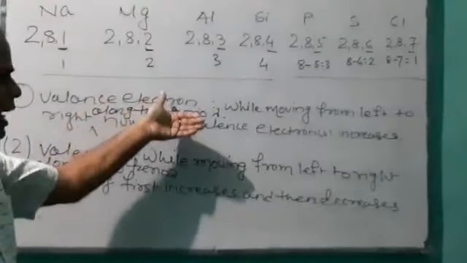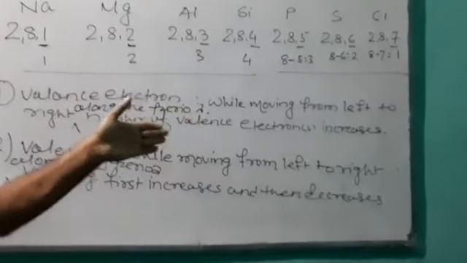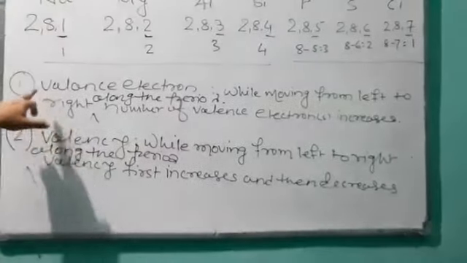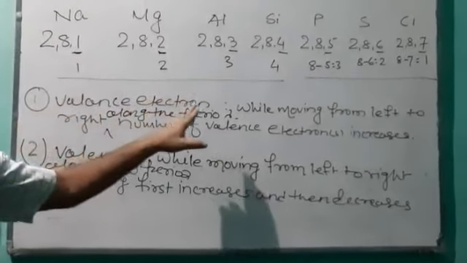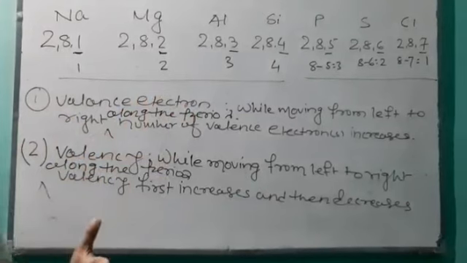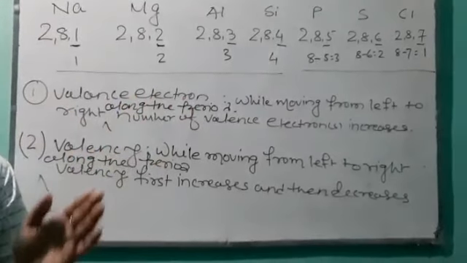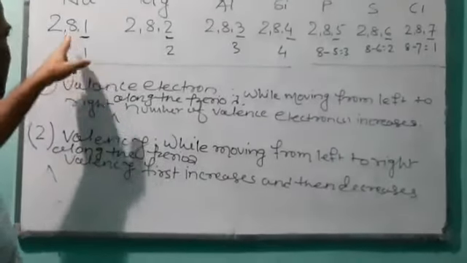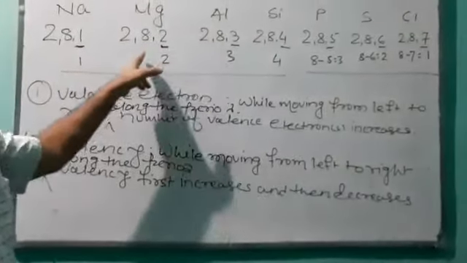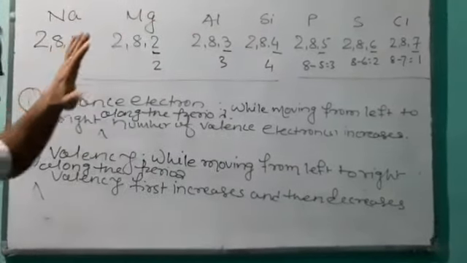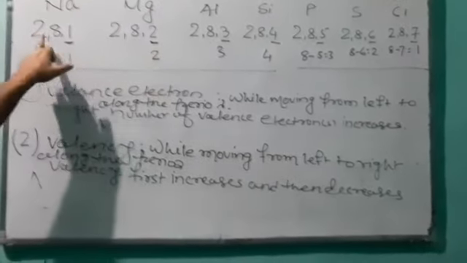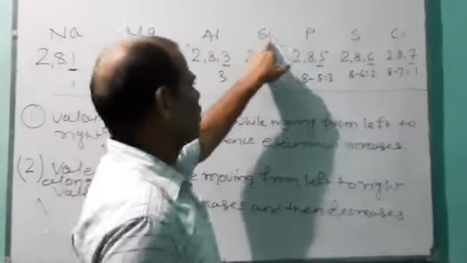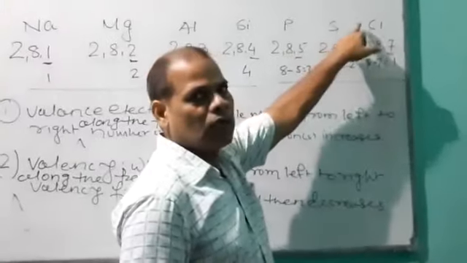So once again, just to recap it, as I said, we are going to discuss the characteristics of period. So the very first is valence electron. As you know, what is a valence electron? The electron present in the outermost shell is called valence electron. So I have taken the example of the third period. The third period members are sodium, magnesium, aluminum, silicon, phosphorus, sulfur, chlorine.